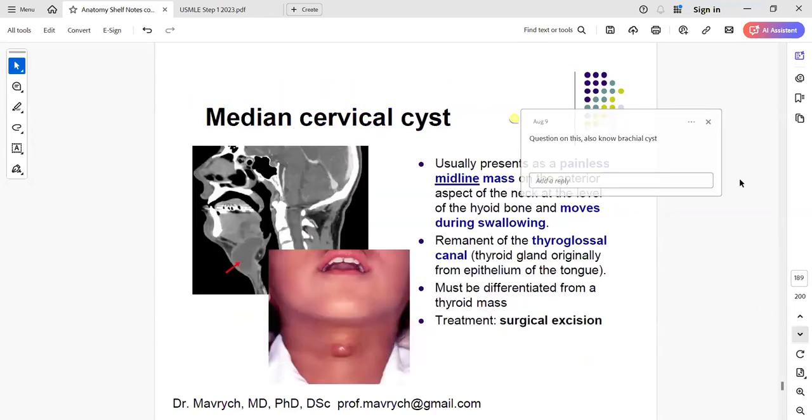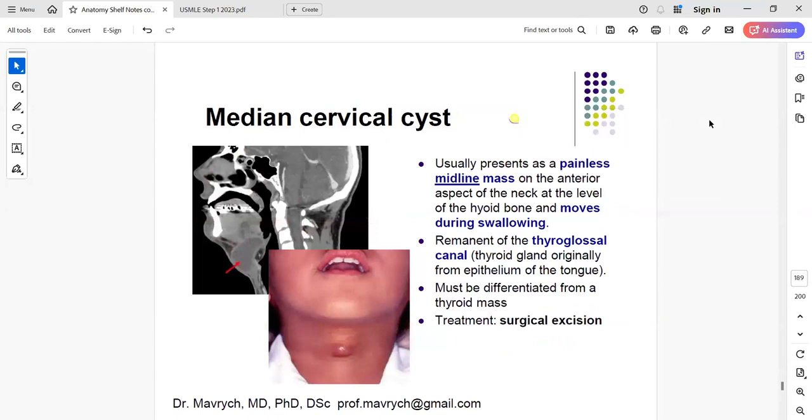Okay, this is important. Median cervical cyst is important. So this is usually, you would see it in toddlers or kids. It's a painless midline mass. Okay. And it does move during swallowing. This is what differentiates it from the thyroglossal cyst. And it's a remnant of thyroglossal canal. What we do to treat it is just the surgical excision. What you have to remember is that it moves during swallowing and it's painless. There is no pain. Okay, this is all you have to remember.